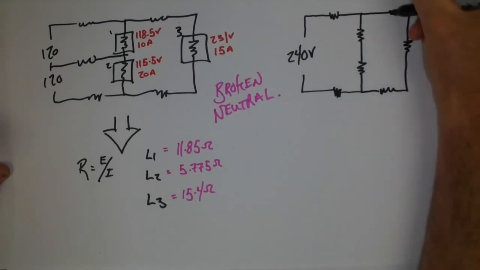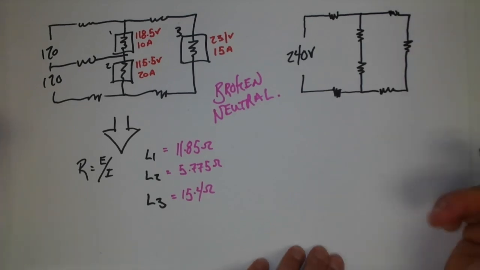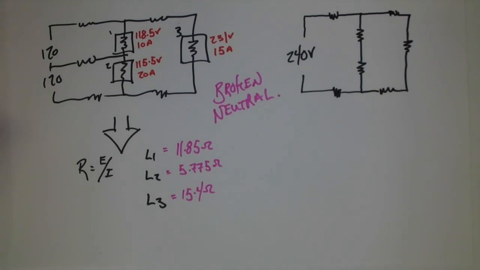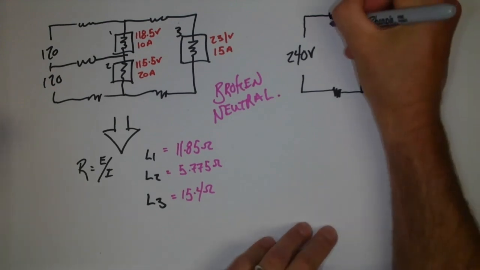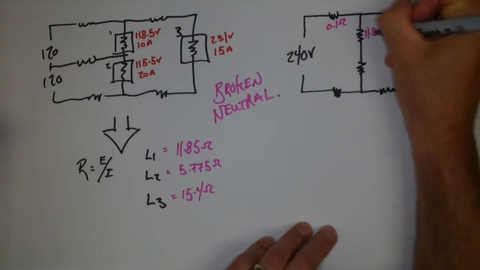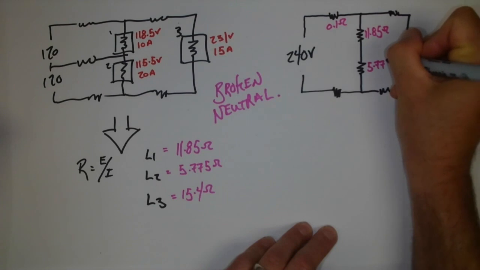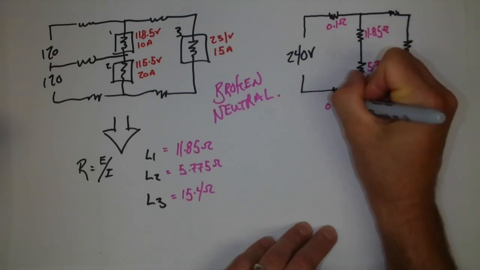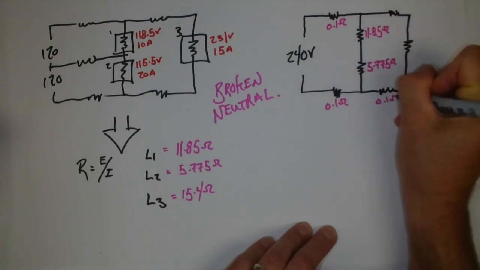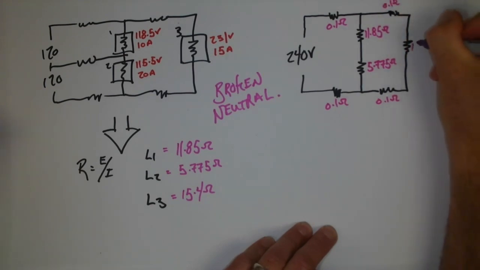Should look somewhat familiar, like this weird combination circuit, right? Combination circuit is really what we have here. And so the ohmic values for each one of these are 0.1 ohms, 11.85 ohms, 5.775 ohms, 0.1 ohms, 0.1 ohms, 0.1 ohms, and finally 15.4 ohms.